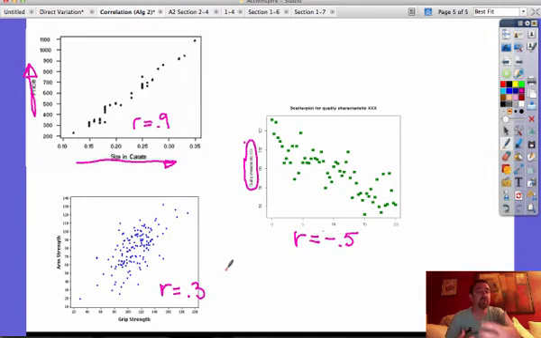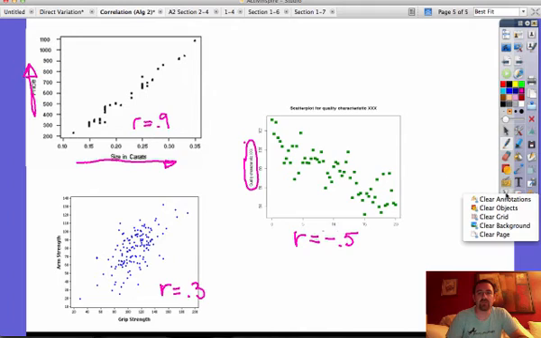Okay. And again, this is very tenuous. I'm not giving you any equations to work with for this. I'm giving you a sense of what the value of R indicates about the graph. Okay. So let's look at the last topic for this section, and that is fitting a best fit line.